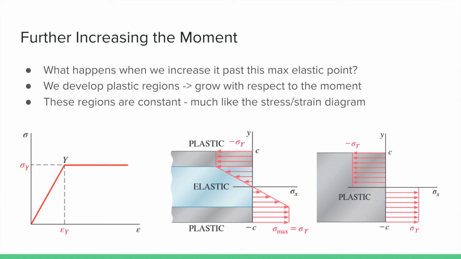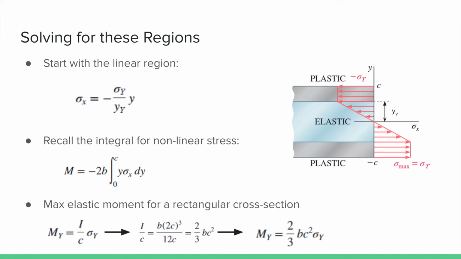We have these linear elastic regions that match up with the linear elastic region in the stress and strain curve, but we also have these plastic regions that have a constant stress, just like the perfectly plastic regions in the stress and strain curve. Okay, so now I'm going to solve for some formulas.